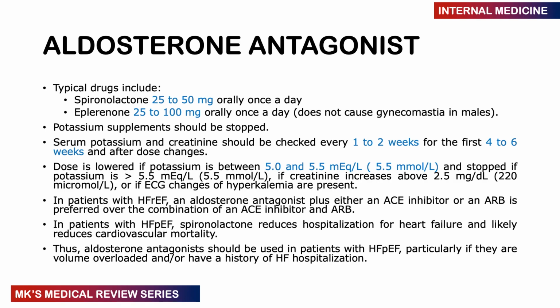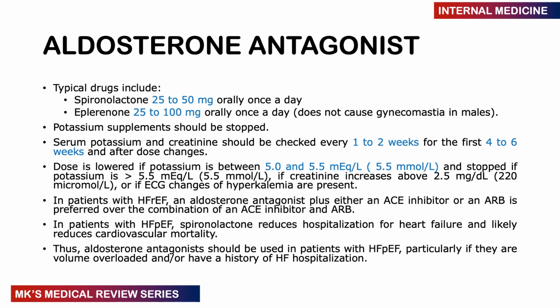Then we lower the dose if the potassium is between 5 to 5.5, and we stop it, like I said, if it's above 5.5. If the creatinine is above 220, or if there are ECG findings of hyperkalemia, I've already done a video on hyperkalemia, you make sure that you stop the spironolactone or the eplerenone. The effects of hyperkalemia are actually seen much more with spironolactone compared to eplerenone.